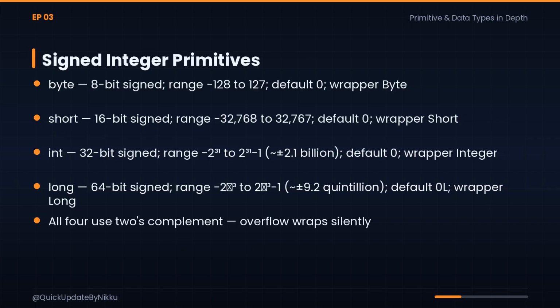The 4 signed integer primitives differ only in width. 2's complement representation is mandated by JVM spec section 2.3.1, which means overflow does not throw, it wraps around. That silent wrap is one of the most common sources of subtle bugs, and we will demonstrate exactly what it looks like in the next section. Note the long literal suffix capital L, omitting it on a value that exceeds int range is a compile error.